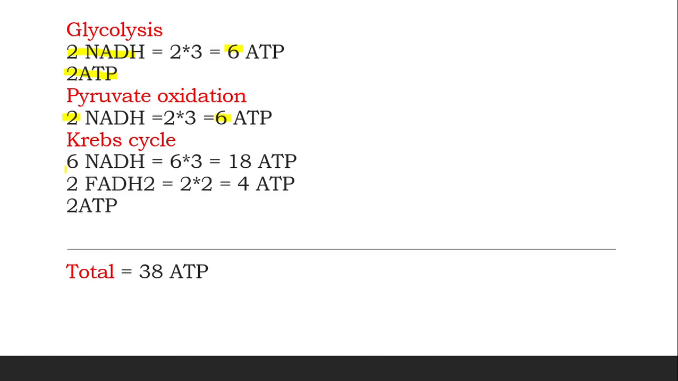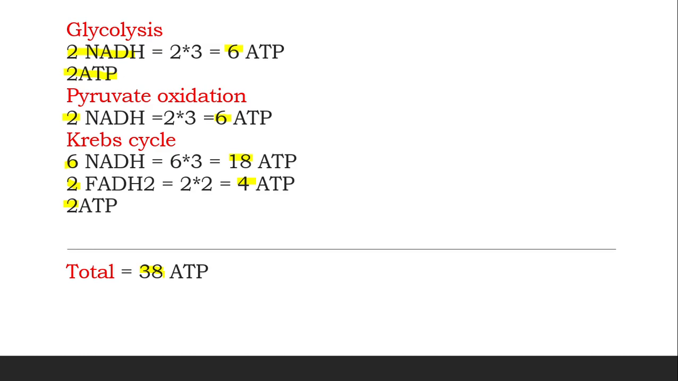The same reason is that during glycolysis there will be the production of 2 pyruvate molecules, and those 2 pyruvate molecules enter the pyruvate oxidation, and the products will enter into the Krebs cycle. So there will be the production of 6 NADH resulting into 18 ATPs, 2 FADH2 resulting into 4 ATPs, and there will be the production of 2 ATPs directly. So when we calculate all these, there will be the production of a total of 38 ATPs during aerobic respiration.